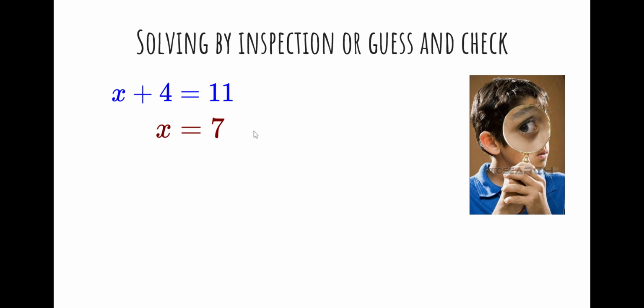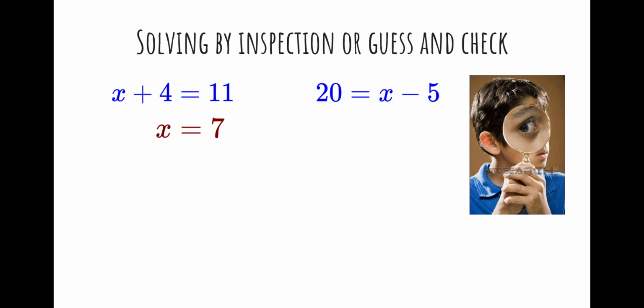We can solve these by inspection. Really, there's no need to do anything more complicated than that because we're able to use our arithmetic and just answer the question, realizing that 7 makes the equation true. What about this one?